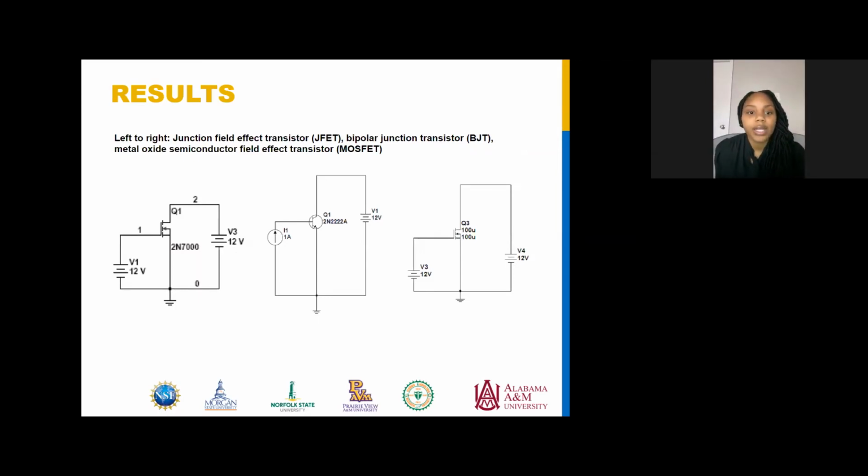Results. Left to right, you'll see the junction field effect transistor, known as JFET, the bipolar junction transistor, known as BJT, and lastly, the metal oxide semiconductor field effect transistor, known as MOSFET. These are basic components that we will use in later circuits: the BJT-based amplifiers and the CMOS and MOSFET-based amplifier.